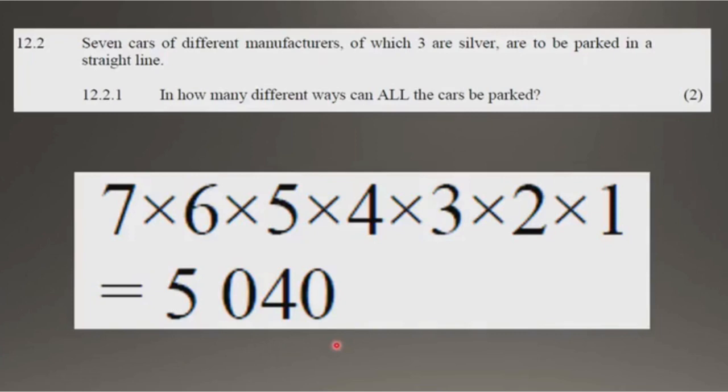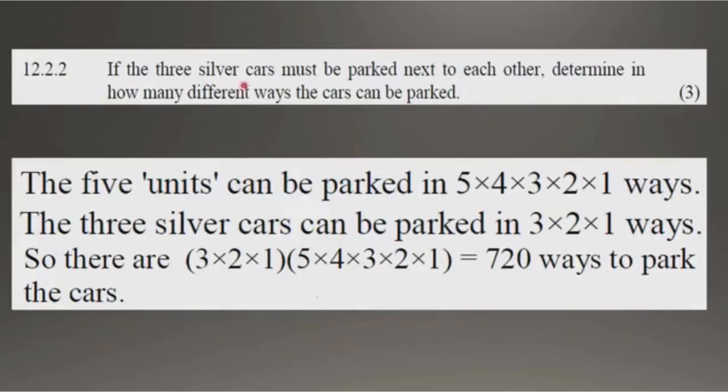Well done. Moving on. If 3 silver cars must be parked next to each other, determine in how many different ways the cars can be parked. Well, the 5 units can be parked in 5 times 4 times 3 times 2 times 1 ways. In other words, 5 factorial ways. The 3 silver cars can be parked in 3 factorial ways, which is 3 times 2 times 1. So when we combine 5 factorial multiplied by 3 factorial, we get an answer of 720 ways to park these cars.